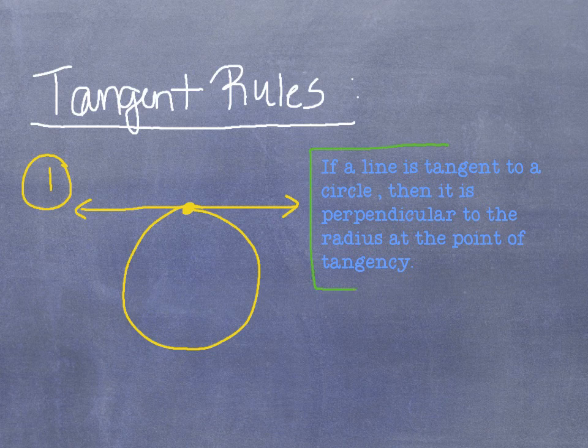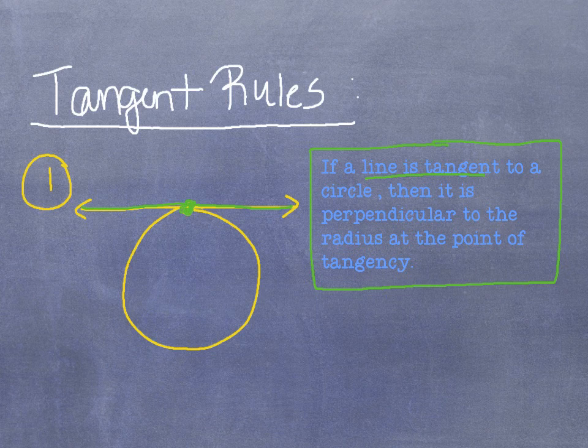It says, if a line is tangent to a circle, then it is perpendicular to the radius at the point of tangency. So hopefully we know how we break this down. Let's start with if a line is tangent. The yellow line that we have right here that I'm turning green is our tangent. And this is called the point of tangency, the point that's right on the circle.